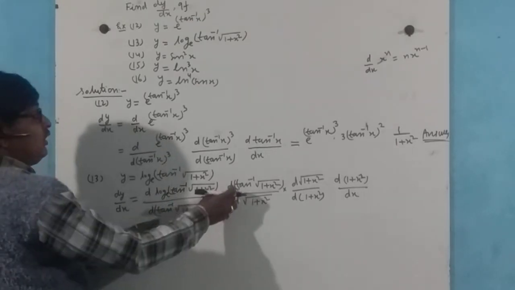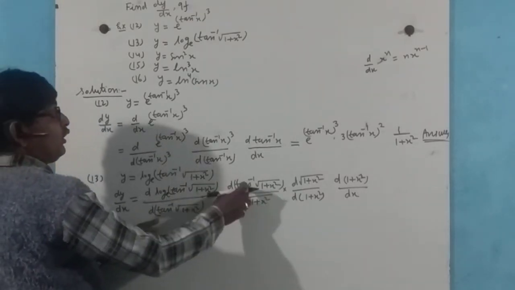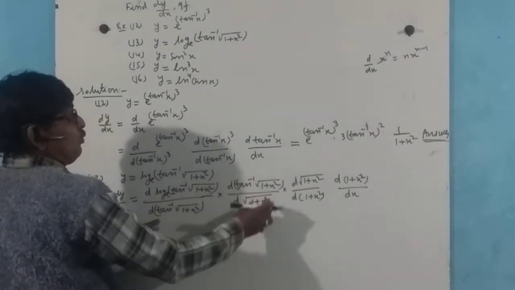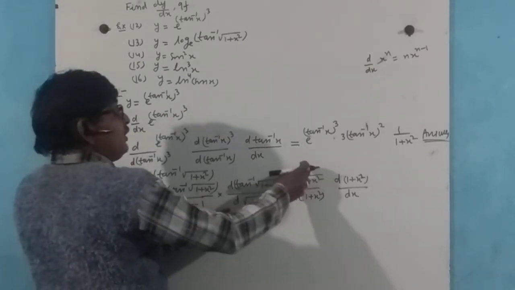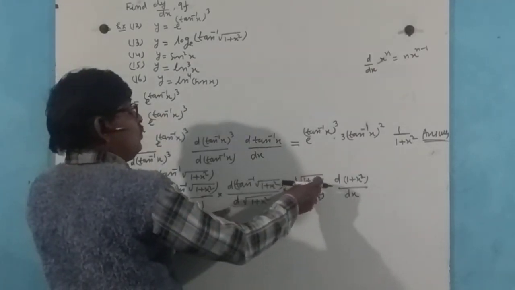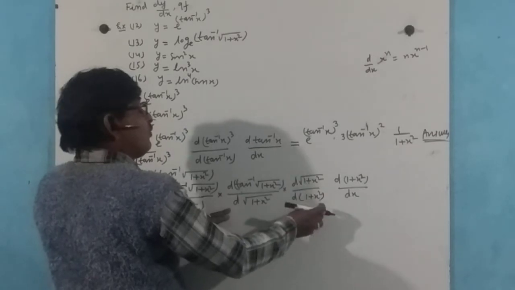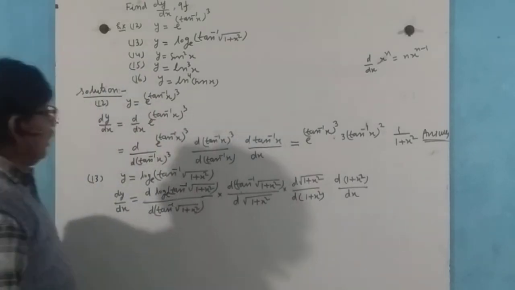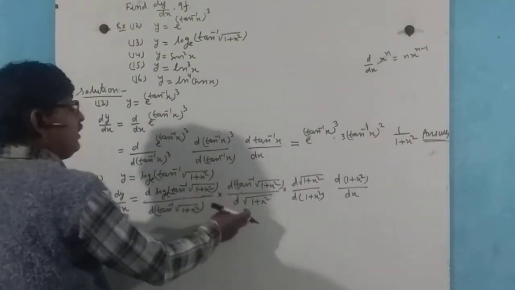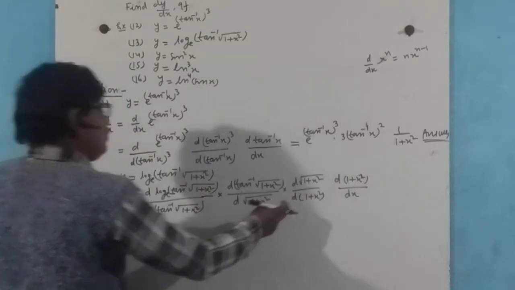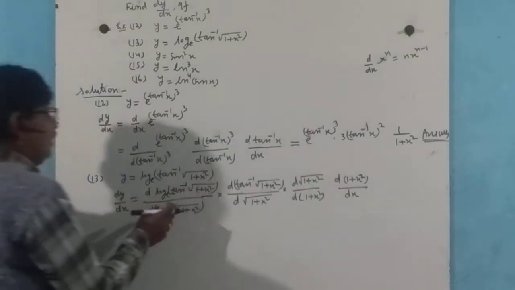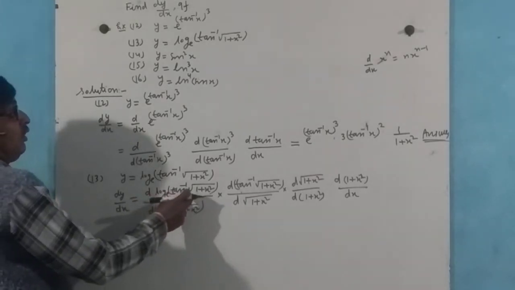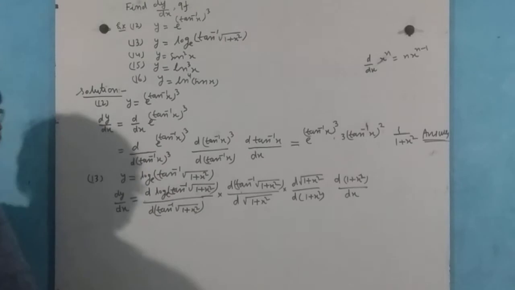This comes here, d of tan inverse this divided by tan inverse x, so that in place of x it is 1 by x square, and this comes here, and this is also with respect to 1 plus x square, and d of 1 plus x square divided by dx. Now this and this cancel, this and this cancel, so that d by dx of log tan inverse under root 1 plus x square has no change.